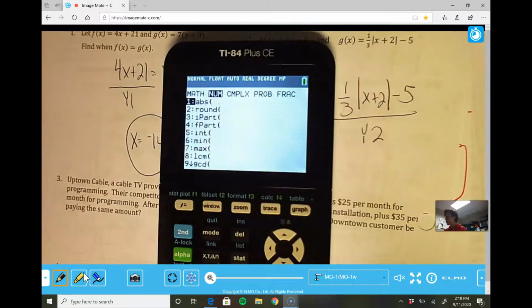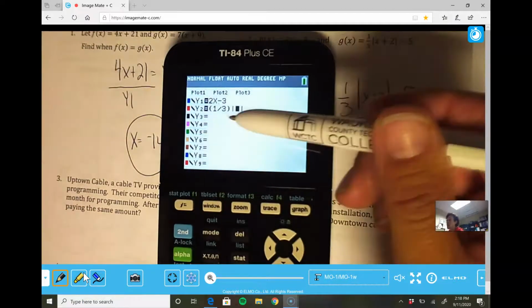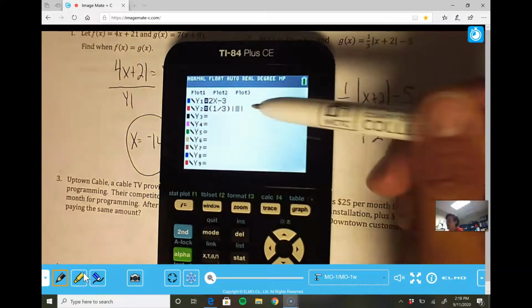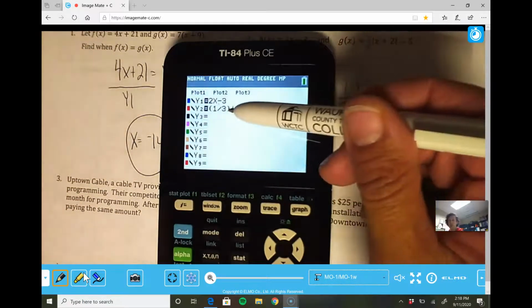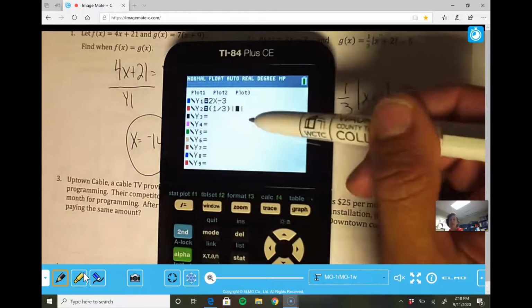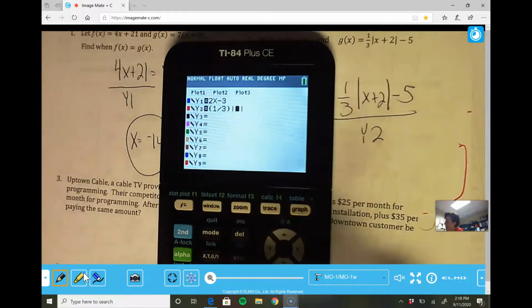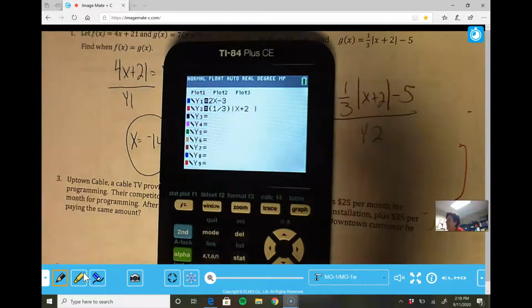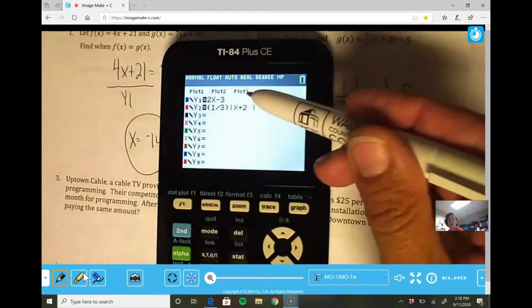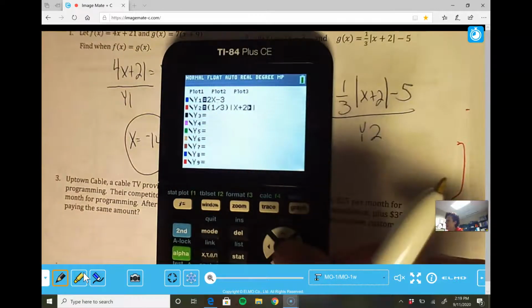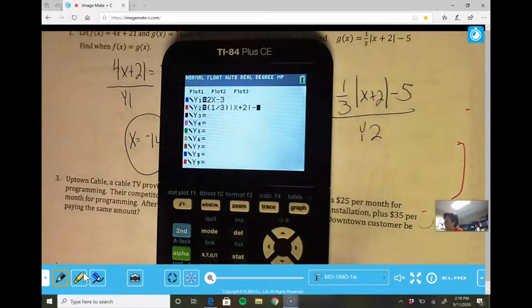So this is the newer operating system. If you have the older, like an 83 or even some of the older 84s, it'll actually say ABS with parentheses. And then in parentheses, you put x plus 2. Again, if it's the older operating system, you have to close your parentheses. The rest of us, we arrow out of it, and then I do -5.